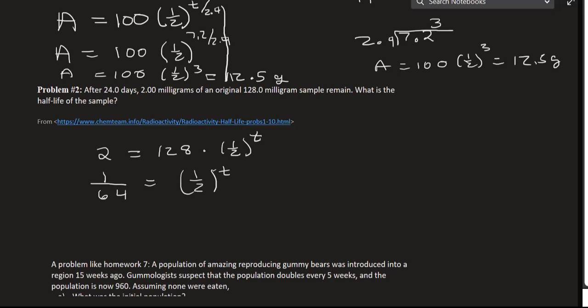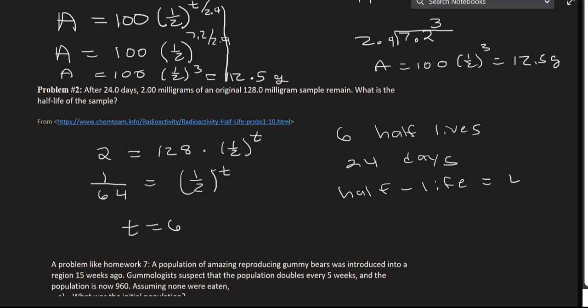So what power would you raise 1/2 to get 1/64? Or 2 raised to what power is 64? Well, 2 to the 3rd is 8, and 8 times 8 is 64, so t is 6. So there have been 6 half-lives. And it has been 24 days. And so that means that if there have been 24 days and 6 half-lives, then the half-life has to be 4 days.